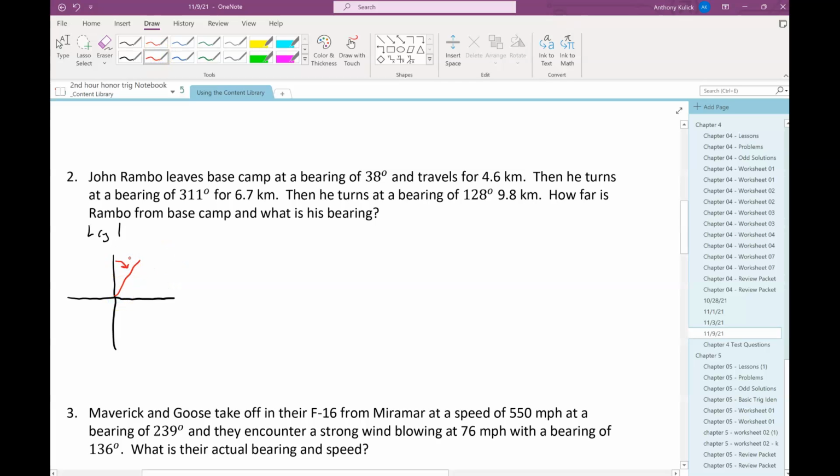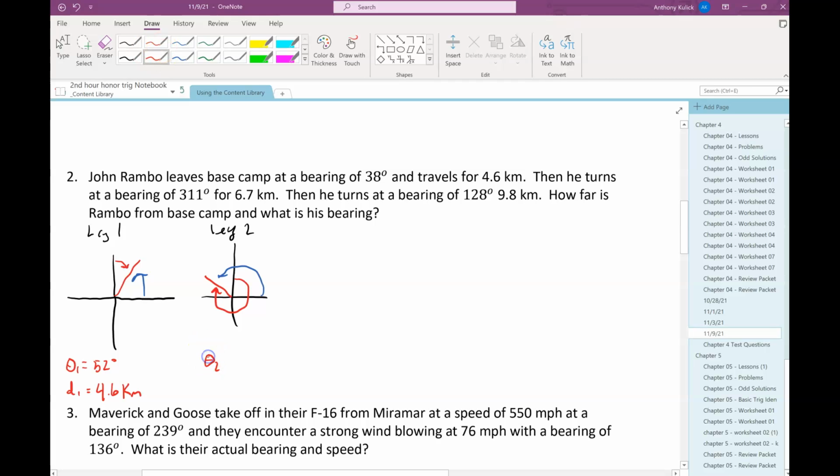there's our bearing. So our standard position angle is just going to be 90 minus 38. So that would be 52. And the distance is just the distance. I do the second leg as a separate piece. So bearings 311. So it's over there. So there's my standard position angle.